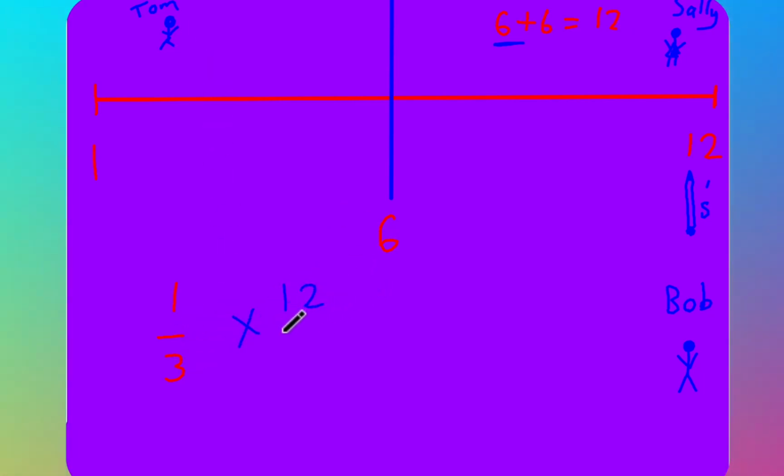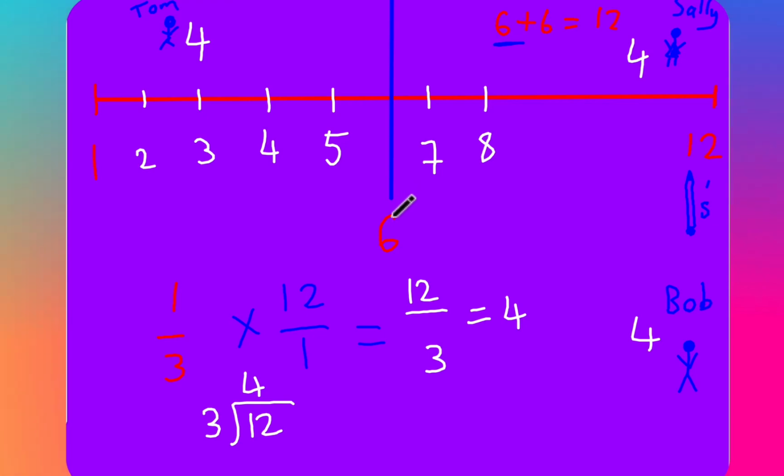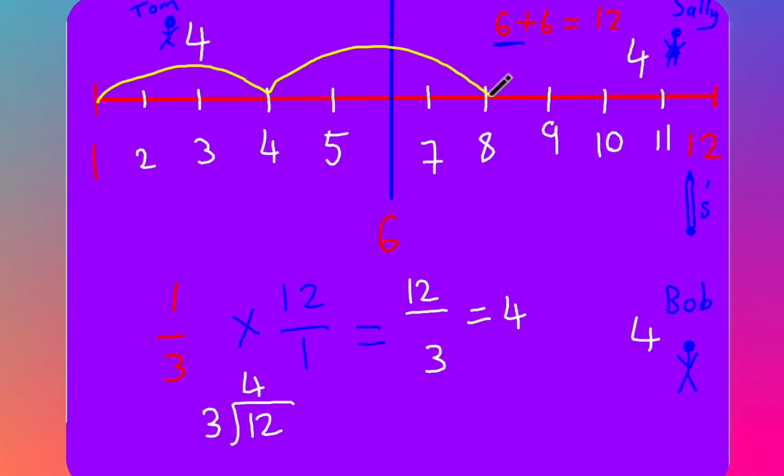So 12 over 1 multiplied by 1/3. We want to find out what 1/3 of this is. So let's go. 3 multiplied by 1 is 3, and 1 multiplied by 12 is 12. 12 divided by 3 is 4. So everybody here, instead of getting 6, Bob will get 4, Sally will get 4, and Tom will get 4. And if we look now at our number line, we have 1, 2, 3, 4, 5, 6, 7, 8, 9, 10, 11. Each person will get 4 and 4 and 4. And as you can see, that looks about right.